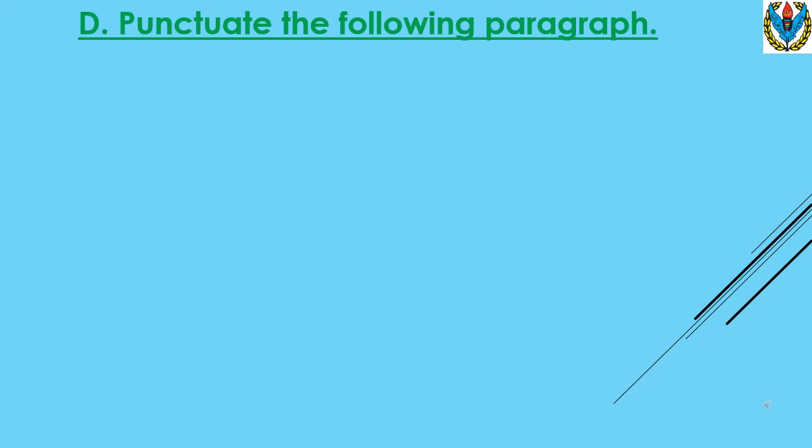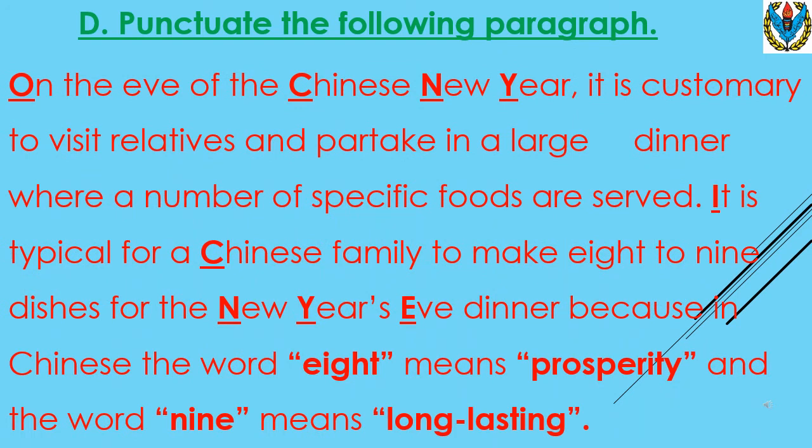The most common punctuations are capital letters, full stops and question marks, commas, colons and semicolons, exclamation marks, quotation marks, inverted commas, etc. So look at the paragraph given here. You have to read it carefully and you have to punctuate it by using the capital letters, commas, inverted commas and whatever needed. So, on the eve of the Chinese New Year, the first word on, O is a capital letter here, Chinese, C is a capital letter, new, N is a capital letter, year, Y is a capital letter, and after year we have to place a comma.